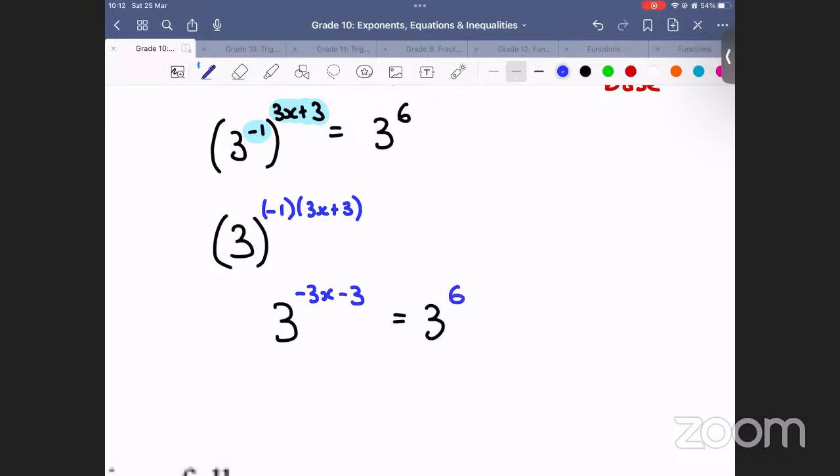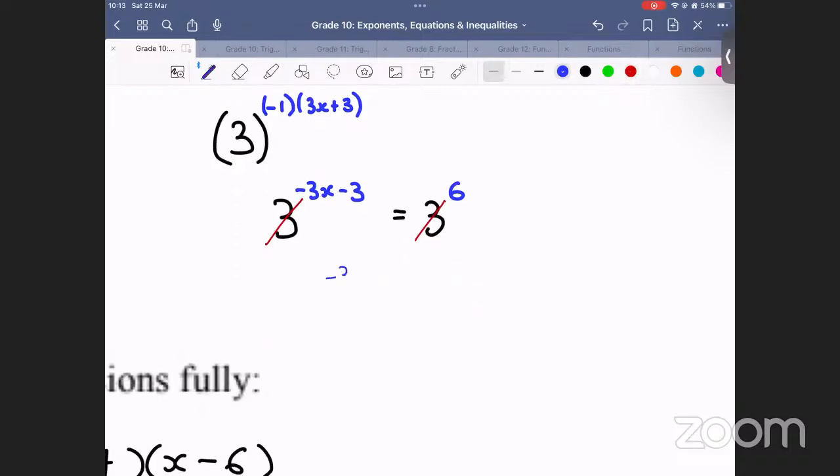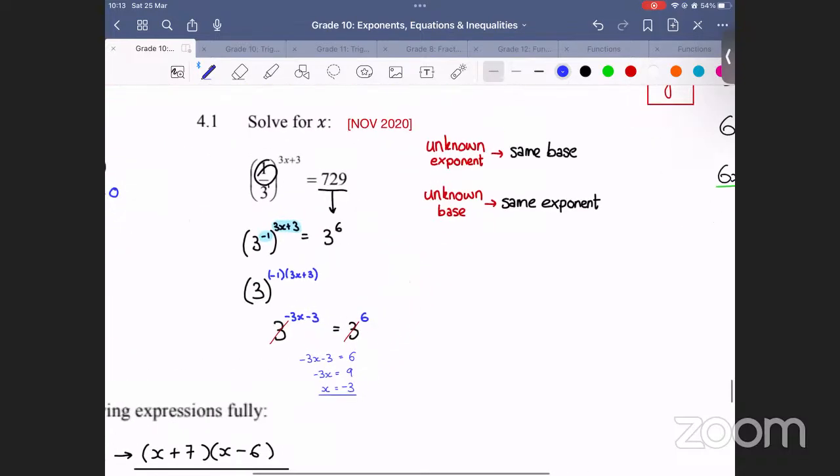So we have 3 to the negative 3x minus 3 is equal to 3 to the 6. When your bases are the same, you may cancel them and just work with your exponents. Negative 3x minus 3 is equal to 6. Negative 3x is equal to 9. x is equal to negative 3. Correct. I hope that makes sense.